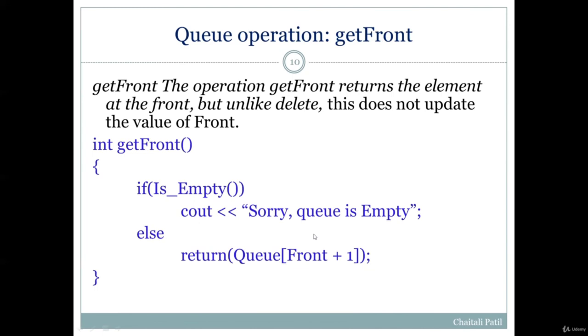Next operation is get front operation. Get front returns the element at the front, but unlike the delete operation, this does not update the value of front. It only returns the front element, but it does not delete it or increment the front pointer. Again, we have to check whether the queue is empty. If the queue is empty, it means there is no element at the front. Otherwise, increment the front pointer by 1 and return that element.